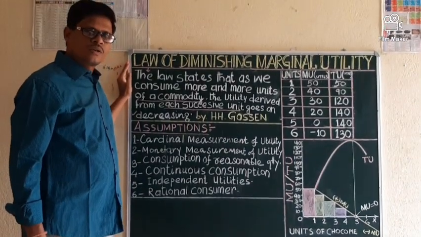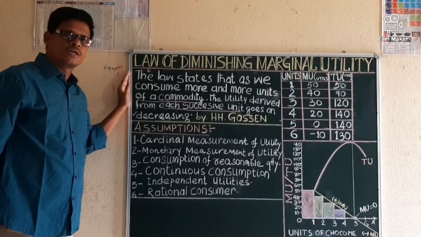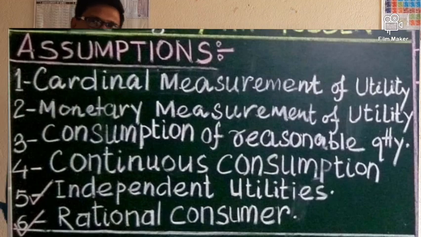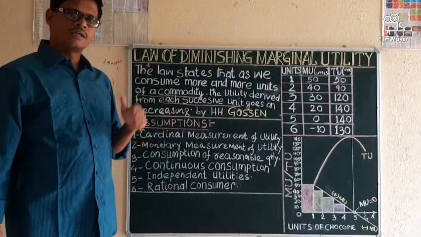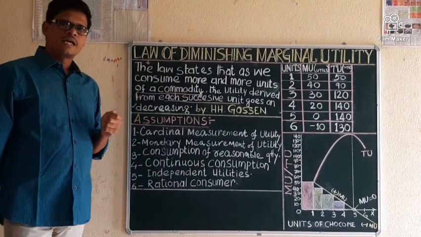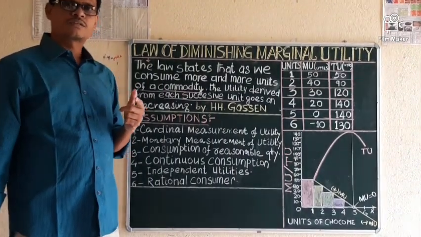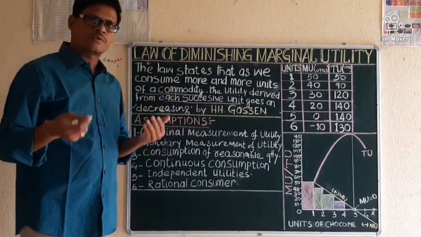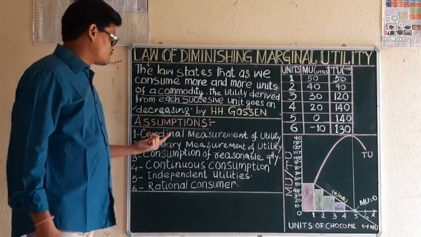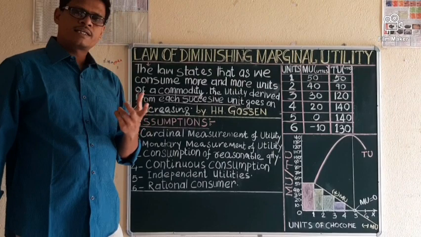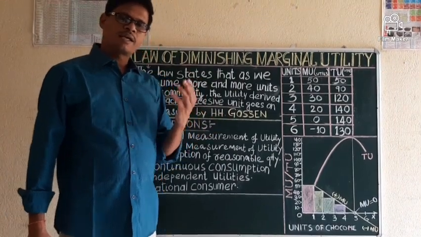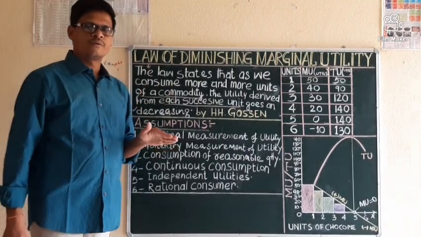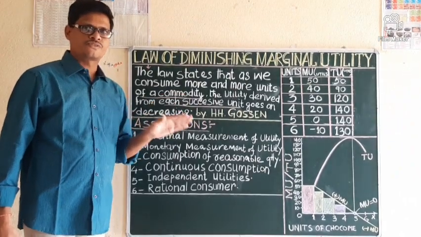Now, all these laws are based upon certain conditions, which in economics we call assumptions. So let's see what are the assumptions based on which this law operates. The first assumption is cardinal measurement of utility. Already we have learned earlier that cardinality means anything that can be measured in numbers. So here we are assuming that the degree of satisfaction that we receive can be measured in a number, meaning the unit that gives higher satisfaction, we can assign a greater value, and the unit that gives lesser satisfaction, we will assign a lesser value or lesser utils.